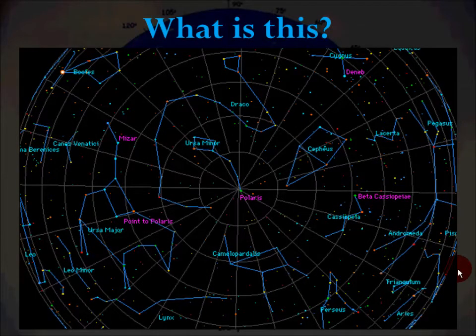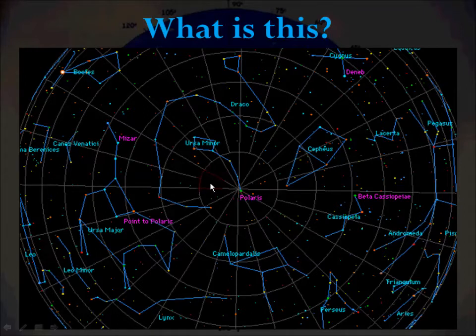So this is what's called a star map. You see at the star map, it's kind of all based from the center. In the center, there's a star called Polaris. This is also known as the northern star. It's the brightest star in the northern sky. Now, this map basically shows the position of all the constellations relative to Polaris.